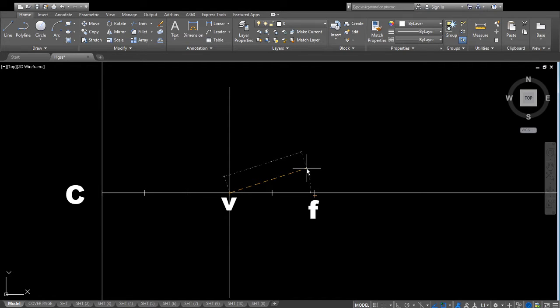We'll draw an arc this way. So we have this point here. I'll mark this point. Now, this point and VF are the same measurement. Let's call it point O.